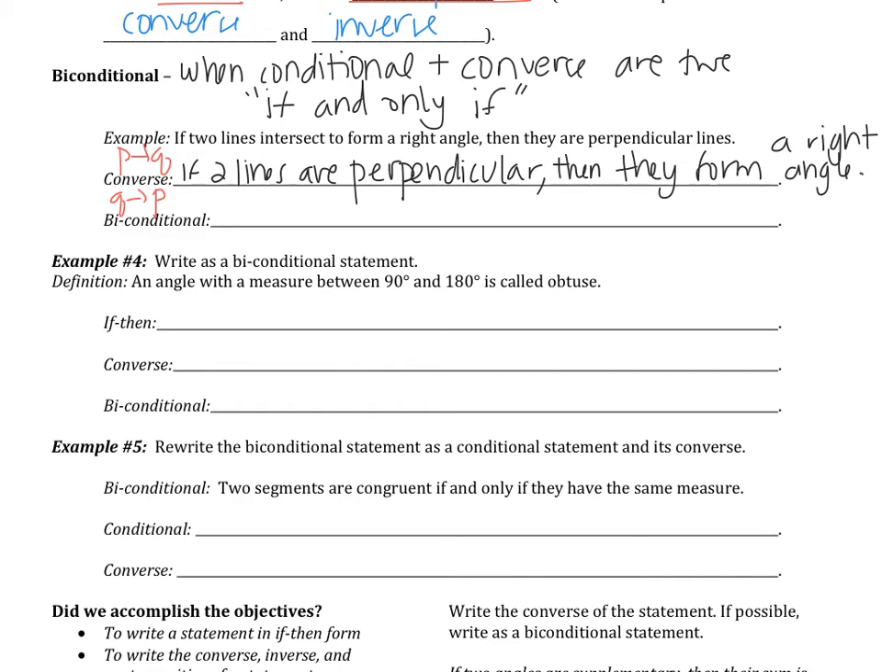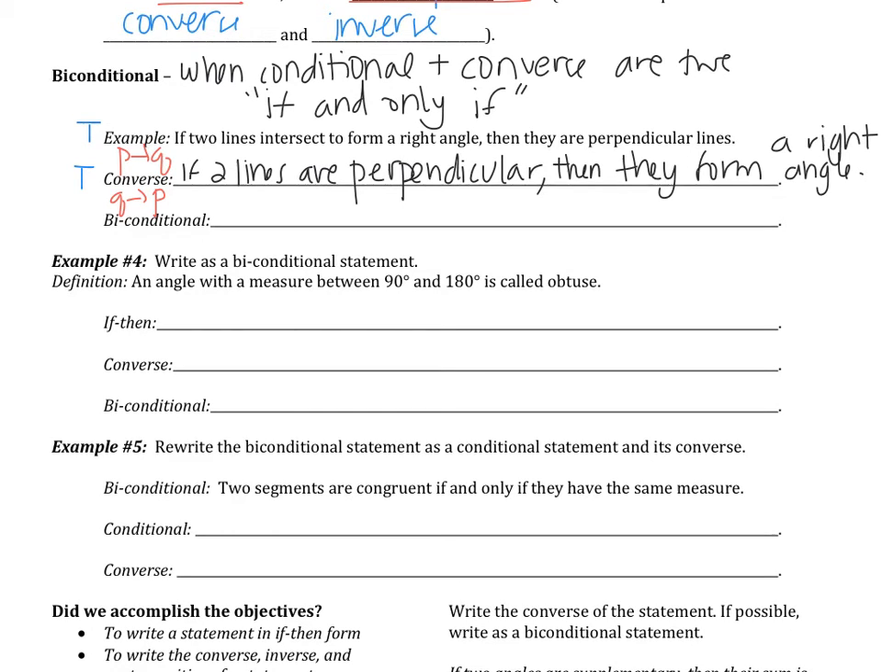Okay, so let's check our truths. In the if-then, if two lines intersect to form a right angle, then they're perpendicular. Yes, that's true. The converse, if two lines are perpendicular, they form a right angle. That's also true. Okay, my conditional and my converse are true, so I can write this statement as a biconditional.